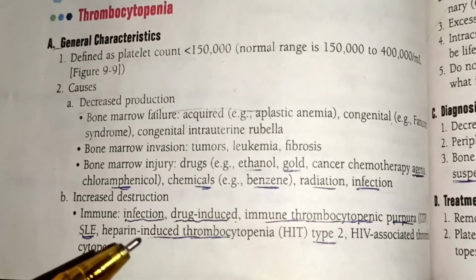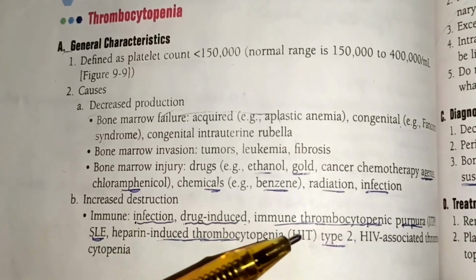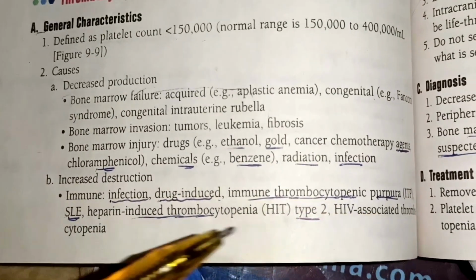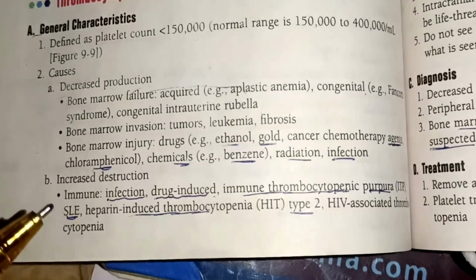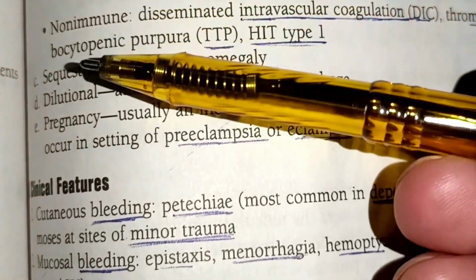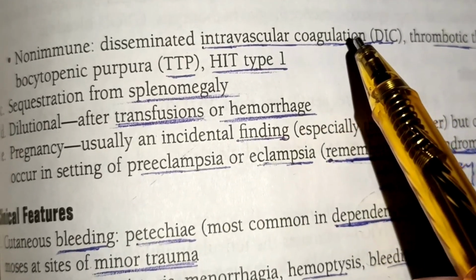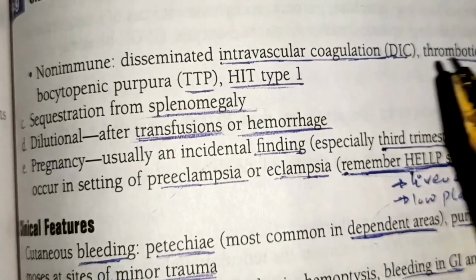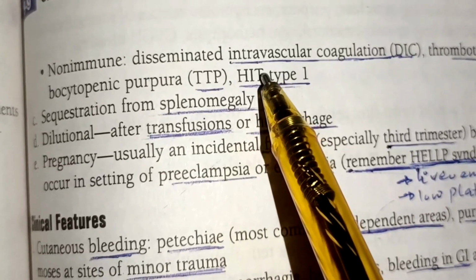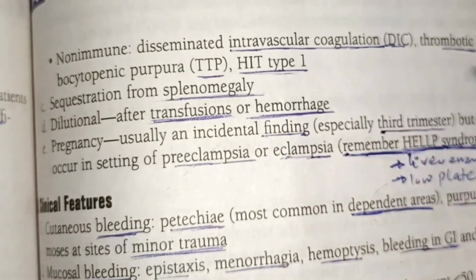The other is heparin-induced thrombocytopenia (HIT), which is the abbreviation of heparin-induced thrombocytopenia type 2, and HIV-associated thrombocytopenia. So these are the immune causes of increased destruction of platelets. The other causes are non-immune, which include disseminated intravascular coagulation, which results in decreased platelets, thrombotic thrombocytopenic purpura (TTP), and heparin-induced thrombocytopenia (HIT) type 1. These are the non-immune causes of increased destruction of platelets.